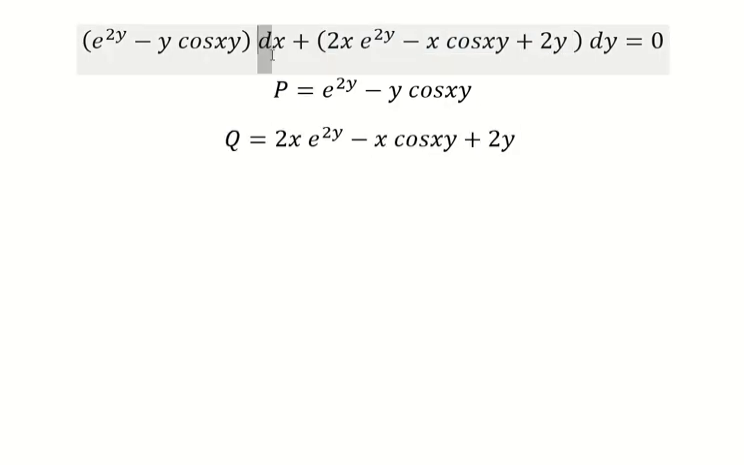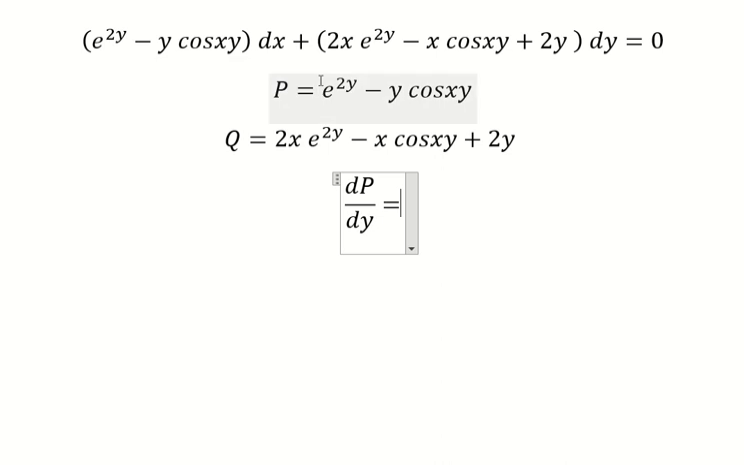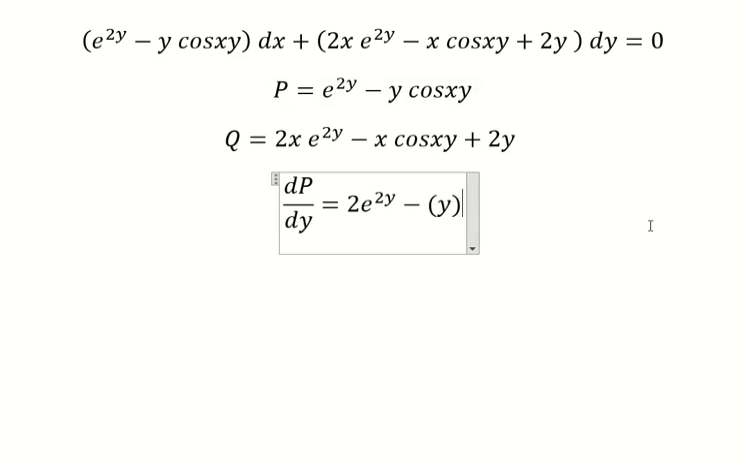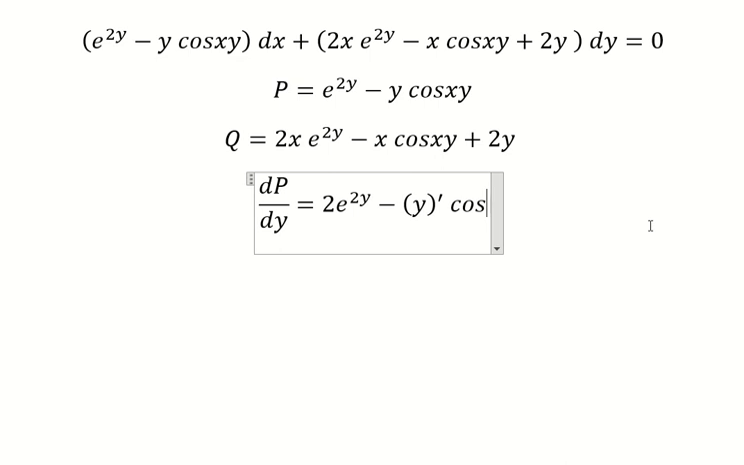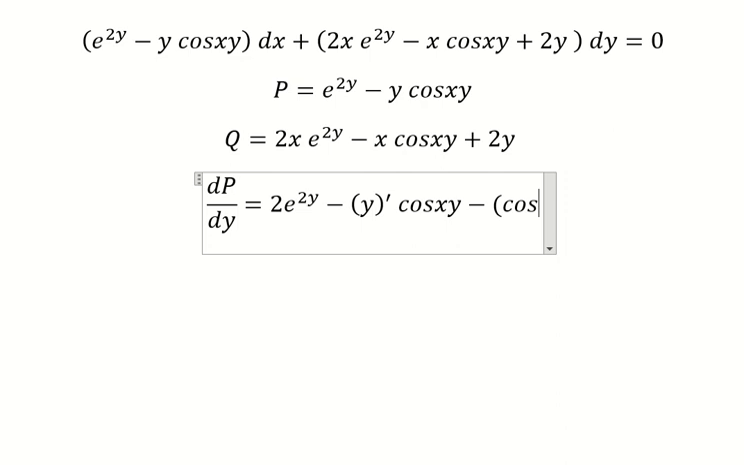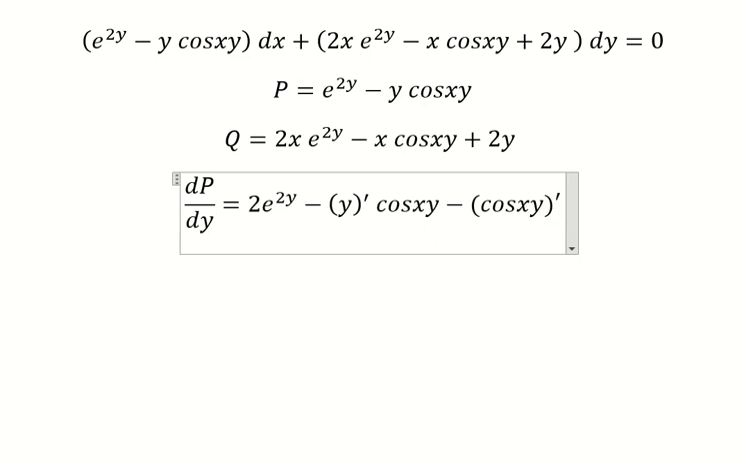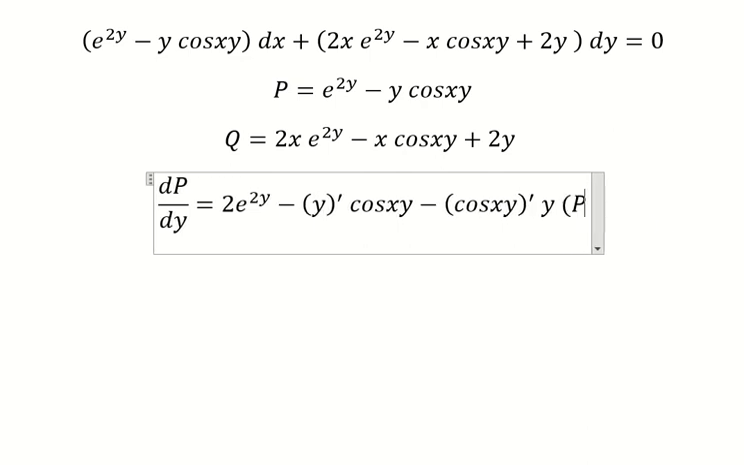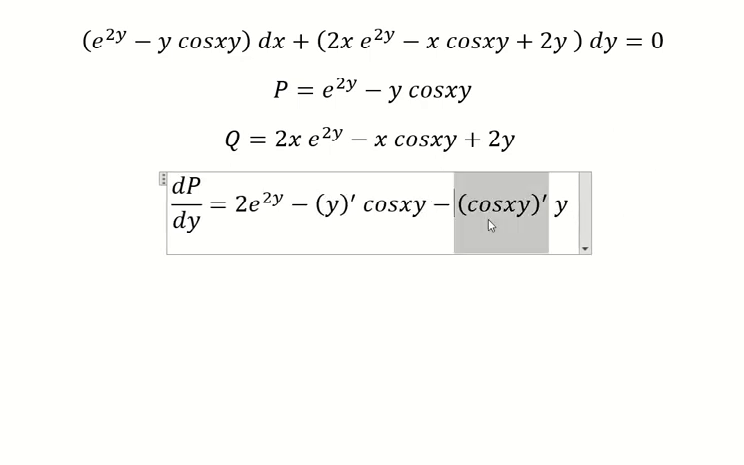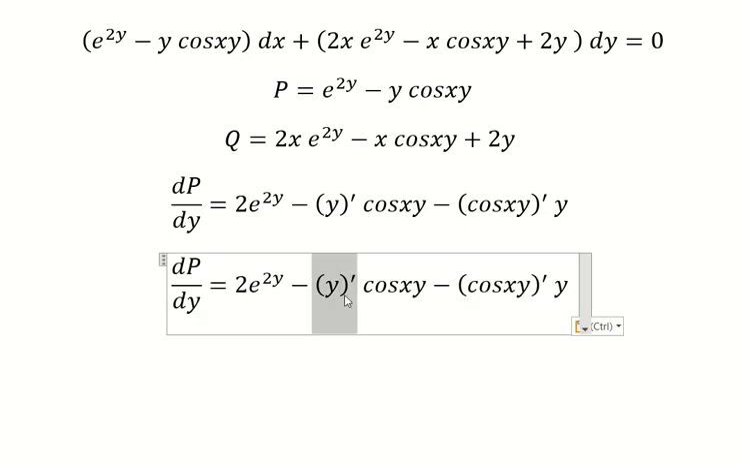So we have the x, that means we need to do first the derivative of M in terms of y. So this one, we have 2e to the power of 2y. Then we need to do first the derivative of y, then multiply by cosine xy. Later that, we need to do first the derivative of xy, multiply by y, and that is about the product rule of the derivative. So for this one, we have number one.